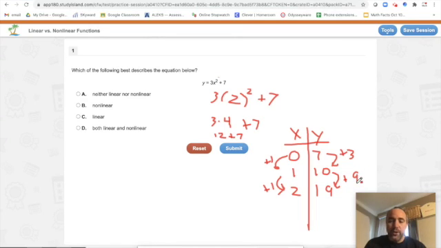All right, so 2 ways we can look at this. We can make a table. Anytime you have an equation, you can make a table and find x's and y's, and notice that the rate of change is different between these different points. Or once again, like we looked at the very beginning, it does not equal y equals mx plus b. There's an exponent on the x, making it non-linear.